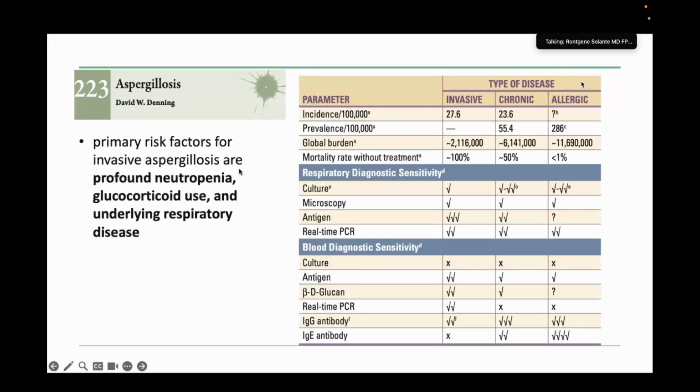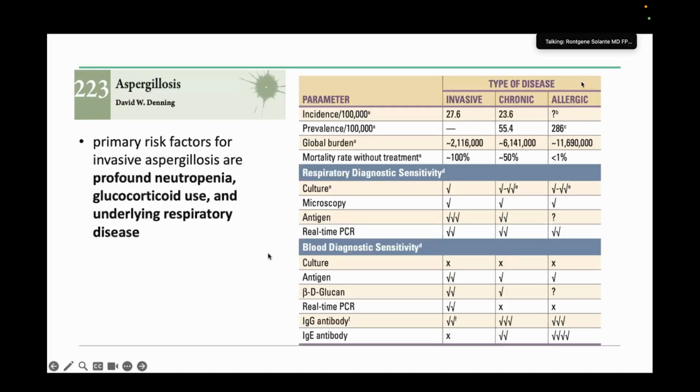The next group is your aspergillus. Okay, so aspergillus is also underreported, but is also present in the Philippines. Okay, so what are the primary risk factors for invasive aspergillosis? Patients with neutropenia, glucocorticosteroid use, and those patients with underlying chronic respiratory disease.